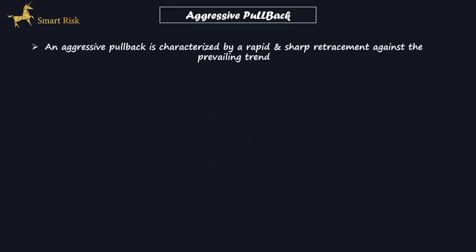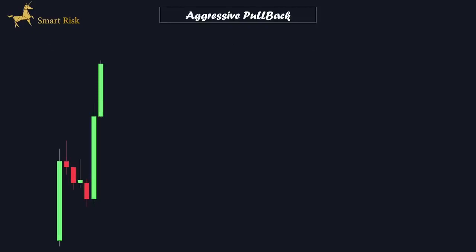The first pullback type is the aggressive pullback. An aggressive pullback is characterized by a rapid and sharp retracement against the prevailing trend. It often occurs with a couple of large and strong candles that quickly retrace a portion of the recent price movement. Let's imagine we have a series of candles like this one. As you can see, the price has broken below the lowest point of this candle, which was the latest low before the temporary pause and reversal. So we have a valid pullback here.